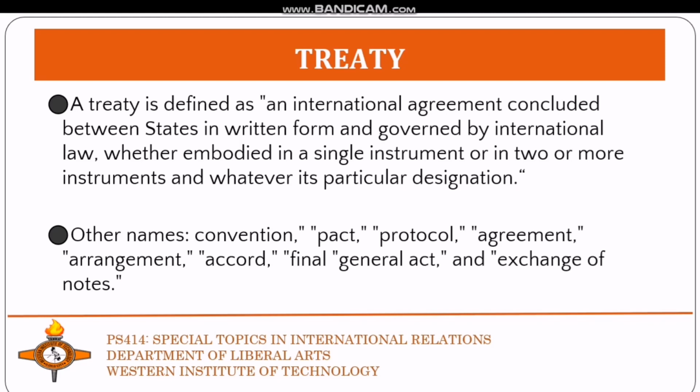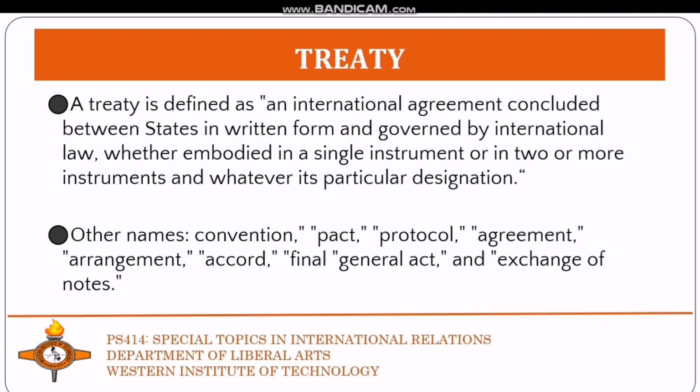So, to understand treaty more, here are the words associated with it. First, we have the convention, then pact, protocol, agreement, arrangement, accord, final act, general act, and exchange of notes.